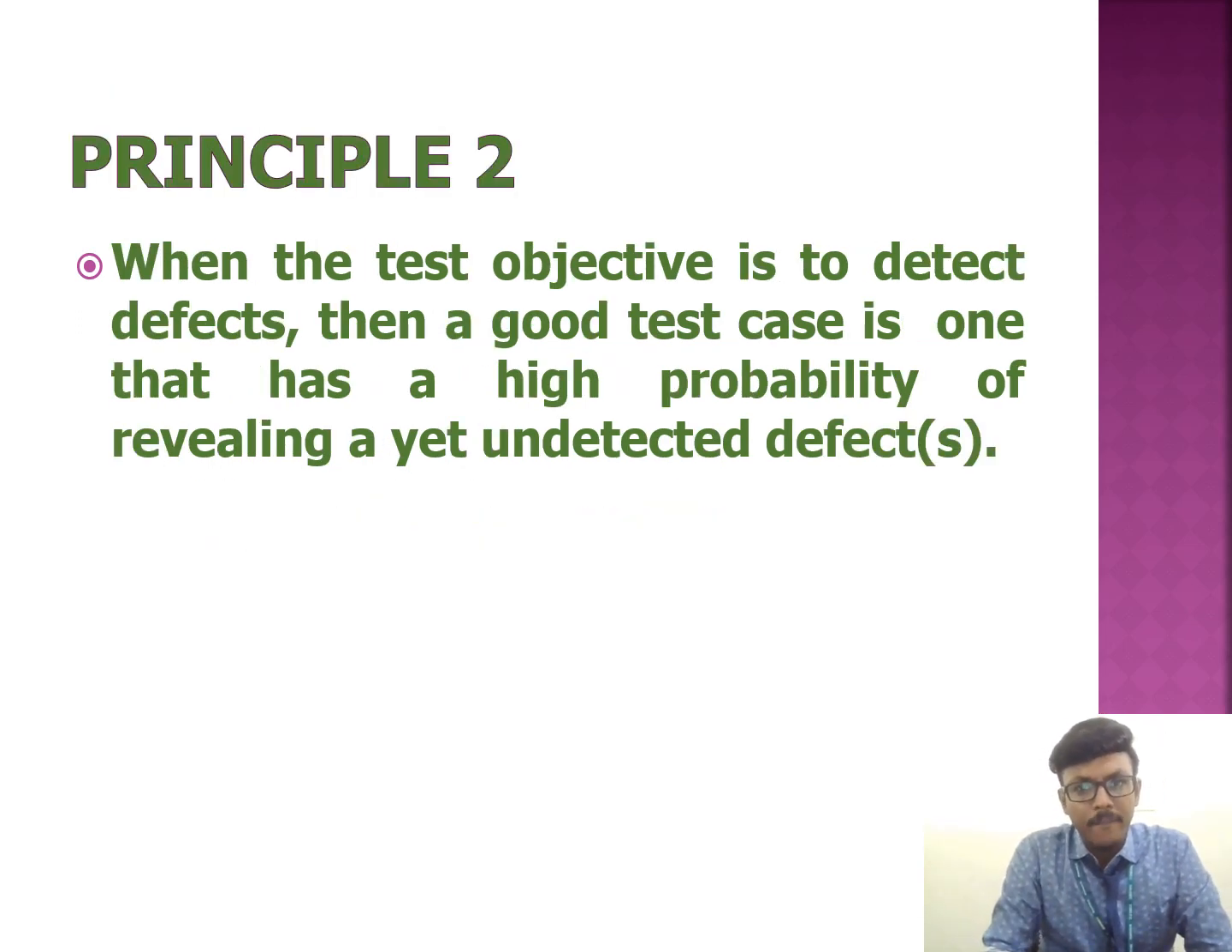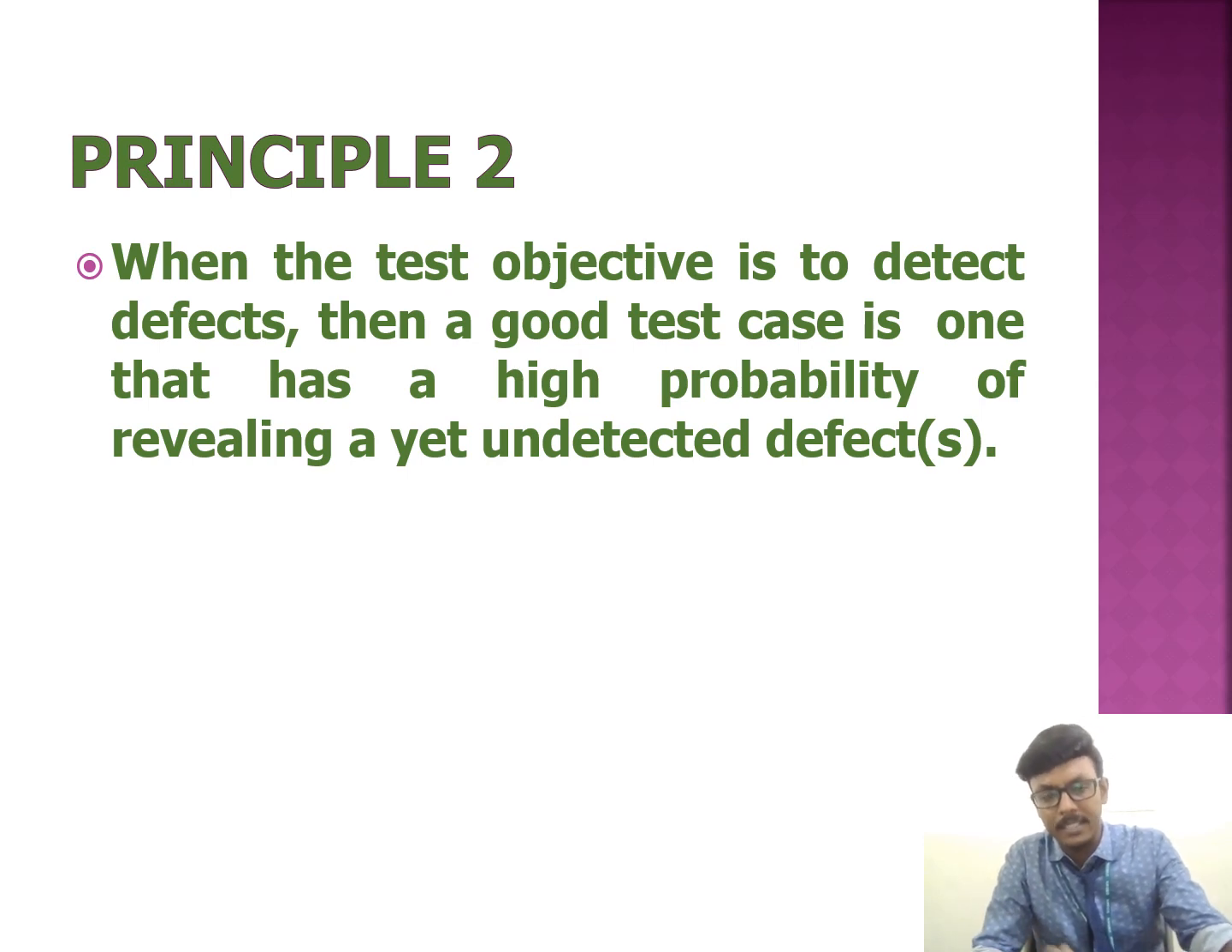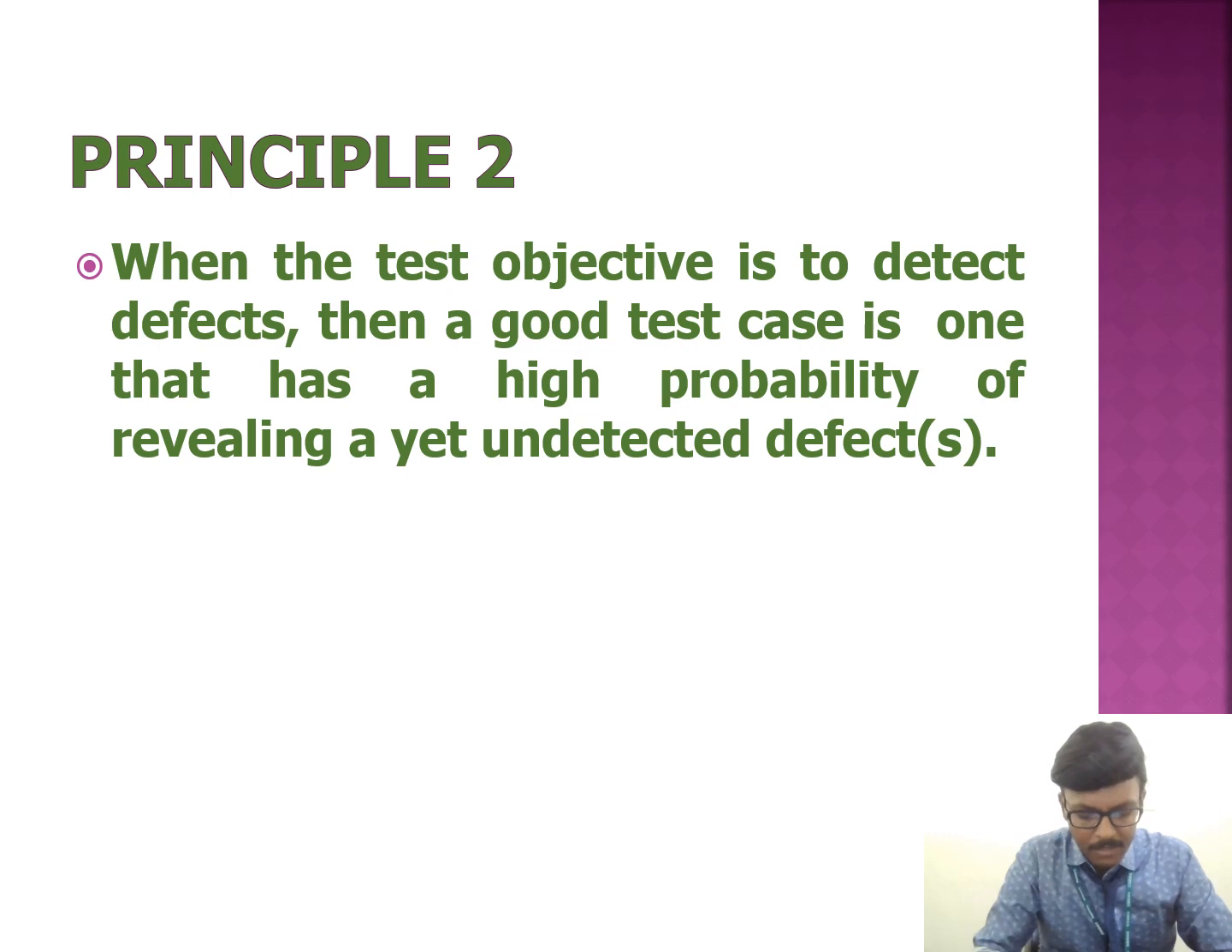Principle two. When the test objective is to detect defects, then a good test case is one that has a high probability of revealing yet undetected defects. So when the objective is to detect defects, it requires the tester to consider the goal for each test case, that is, which specific type of defect is to be detected by the system. If we have a test case, we know the possible input as well as the desired outcome, right? So by using that, we can check whether any error or fault is there that we can detect.